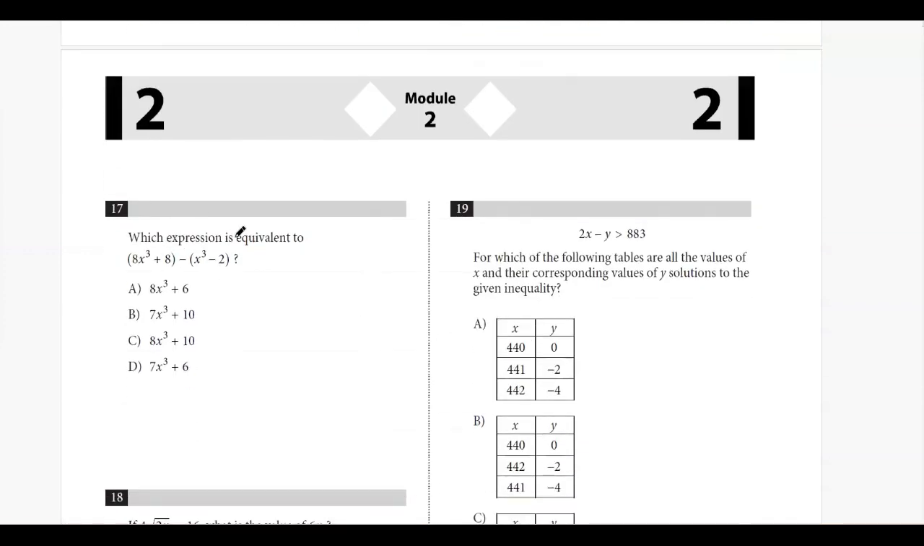Which expression is equivalent to this? All I gotta do is subtract here. So I can know that A and C are immediately wrong. And what is A minus 2? This is 10. So B is correct.